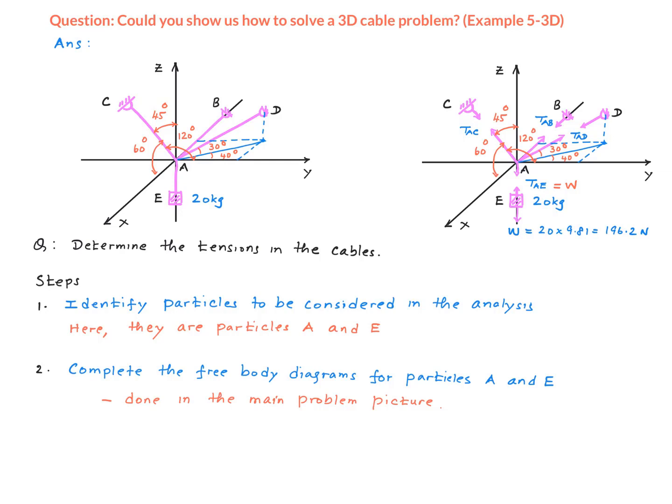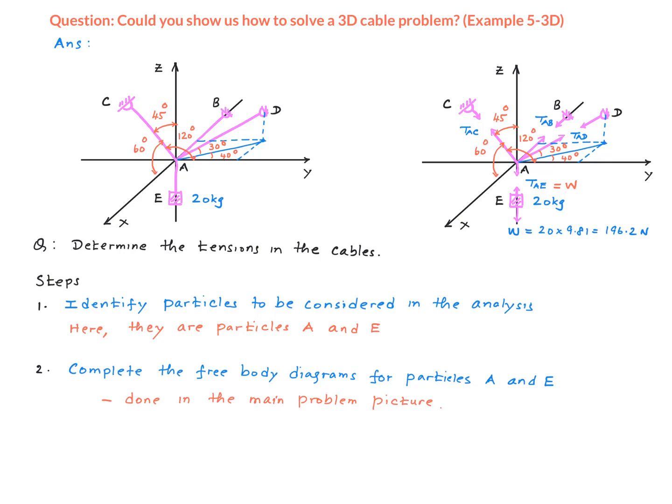As in the previous two-dimensional examples, the first two steps are the same. First, we want to identify the particles to be analyzed, and in this particular case, you can see particles A and E are those particles. Then we want to complete the free body diagram for these particles, and I have done that on the main picture right here. At this point, hopefully we have done enough to recognize that the tension AE is exactly equal to the weight W. Obviously, that comes from the consideration of the equilibrium of particle E in the vertical direction, right?